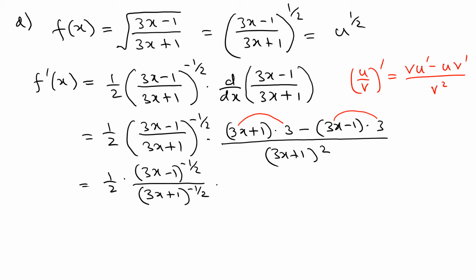So then what's going to happen is we have a 3, and you can also see that there's a 3 and a negative sign, so that means negative 3, and with the negative it is going to be positive, so it's going to be 6. So you're going to get 6 over 3x plus 1 squared. Okay, now we can simplify this a little bit.